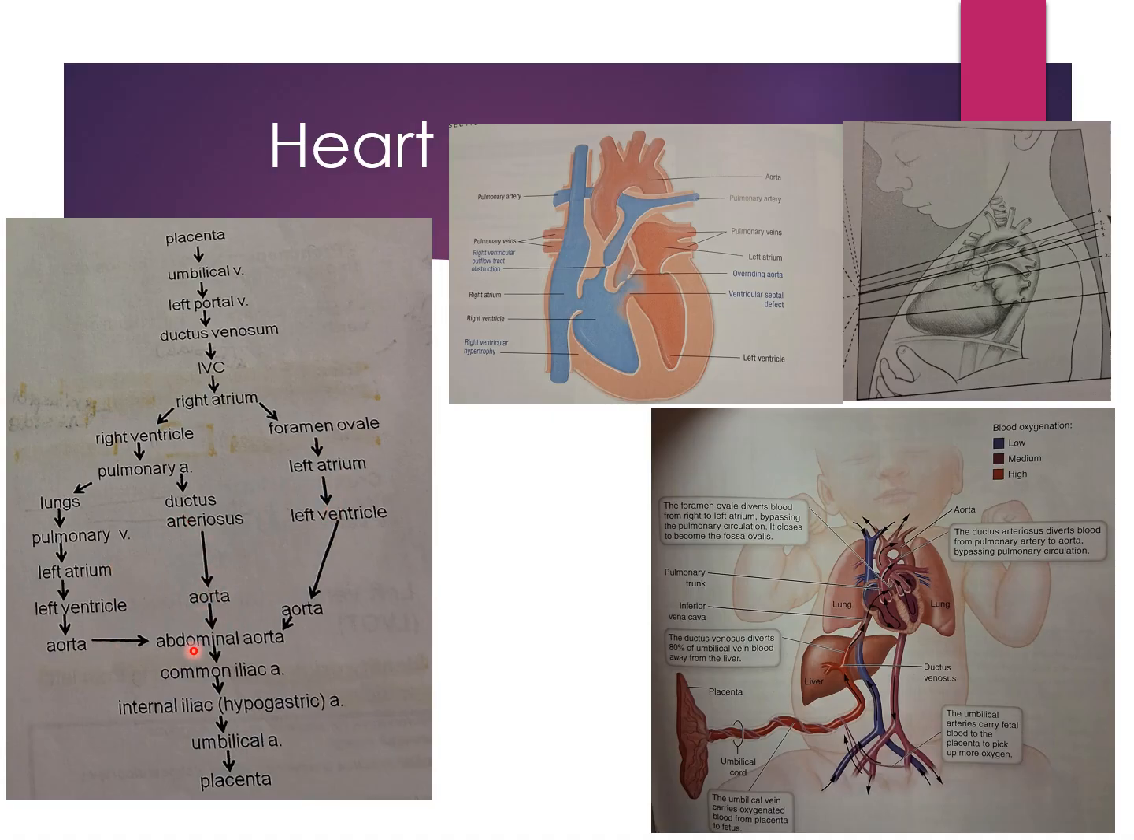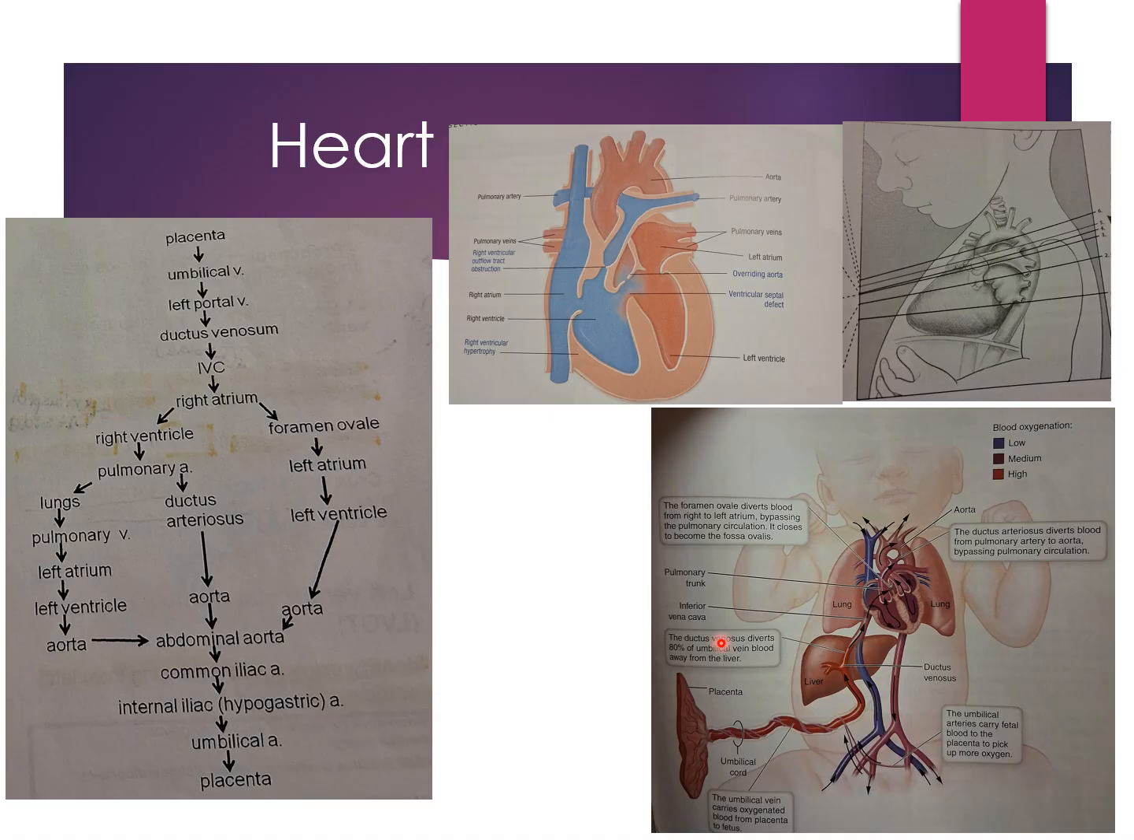It always ends up in the abdominal aorta, then to the common iliac artery, into the internal iliac artery or the hypogastric artery, into the umbilical artery, and then back to the placenta to be recirculated. So let's look at it in this model here. We're going to break it down in a visual sense now, looking at it going through the organs.